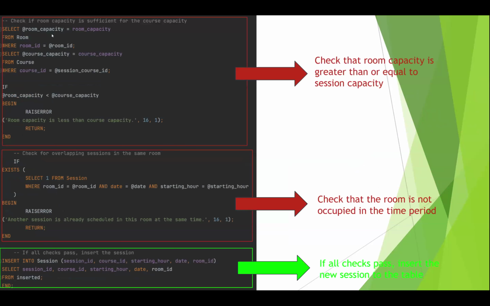The first thing here is to check that the room capacity is greater than or equal to the session capacity.